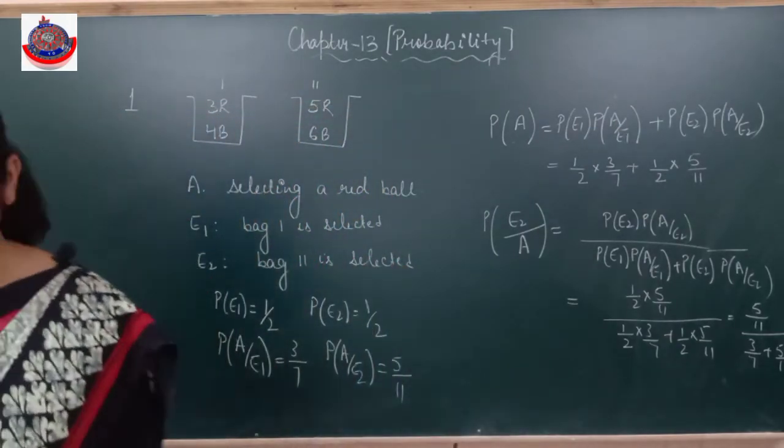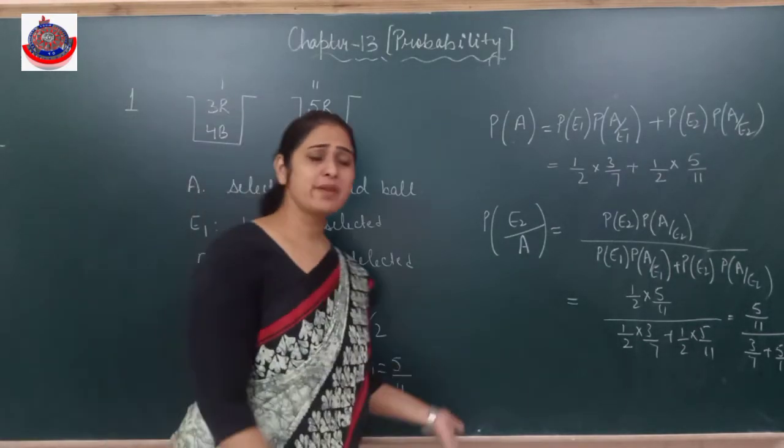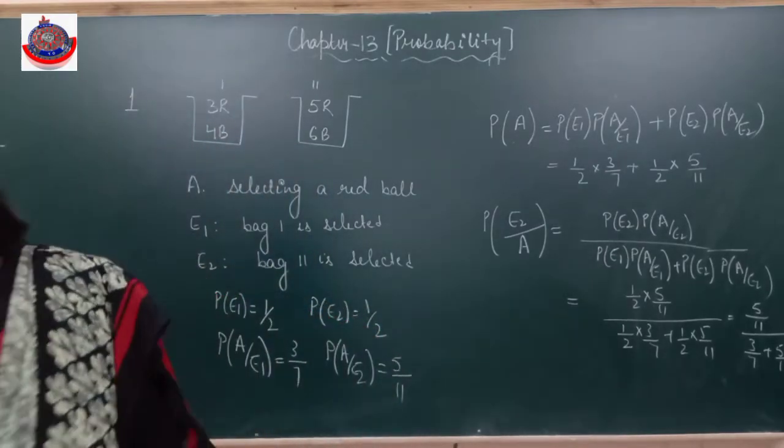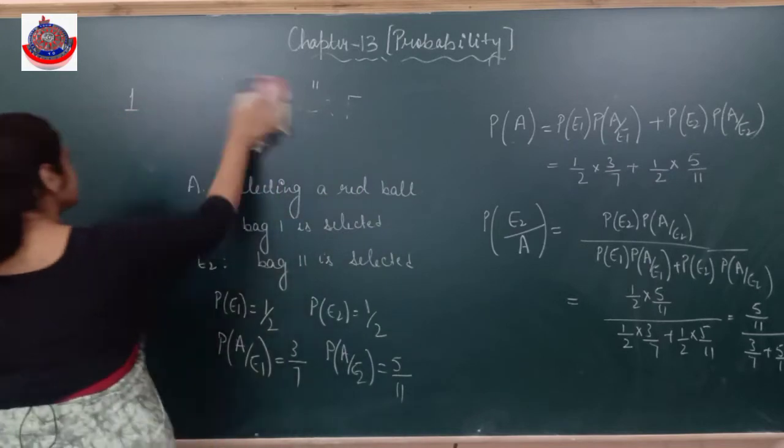Is this clear to everyone? Alright, clear? So this is all about Bayes theorem and it is very easy, no difficult thing at all. Only thing is that understand the statement well. Let's pick up more examples so things would be clear.